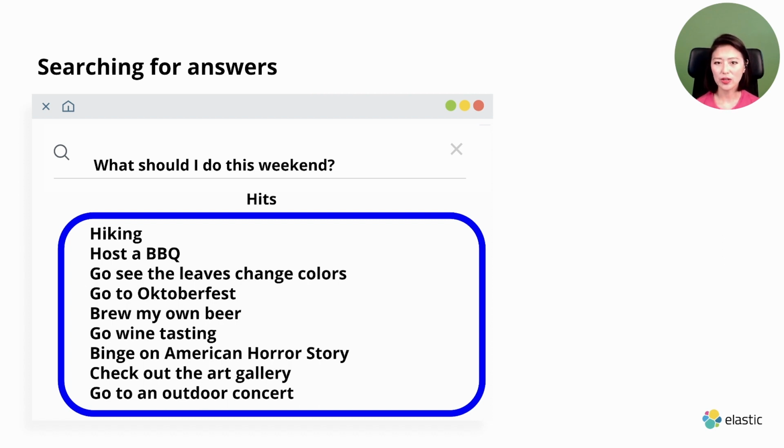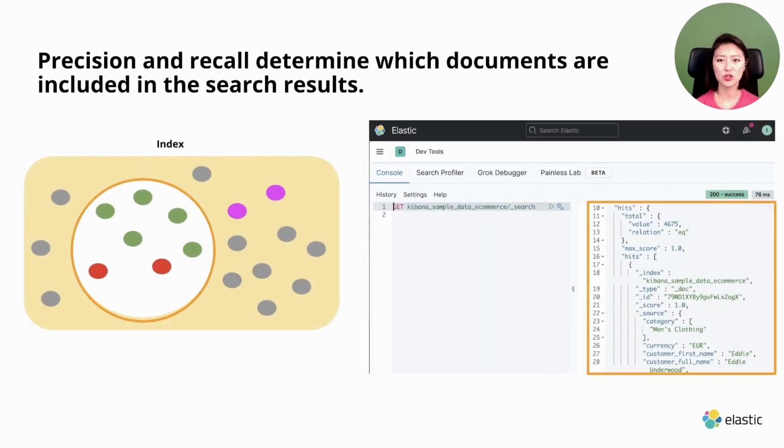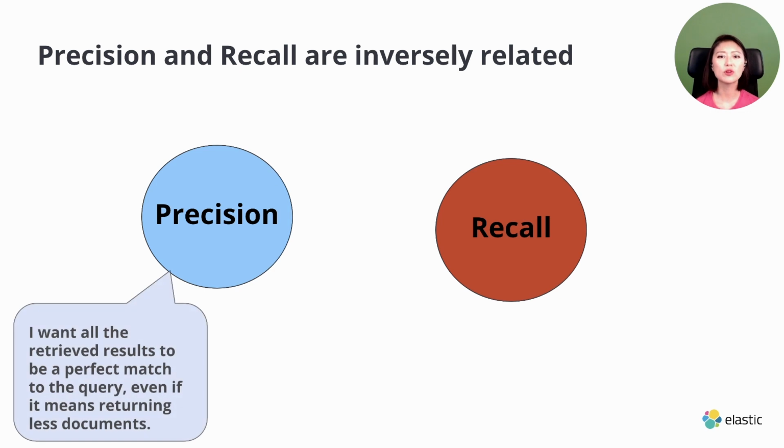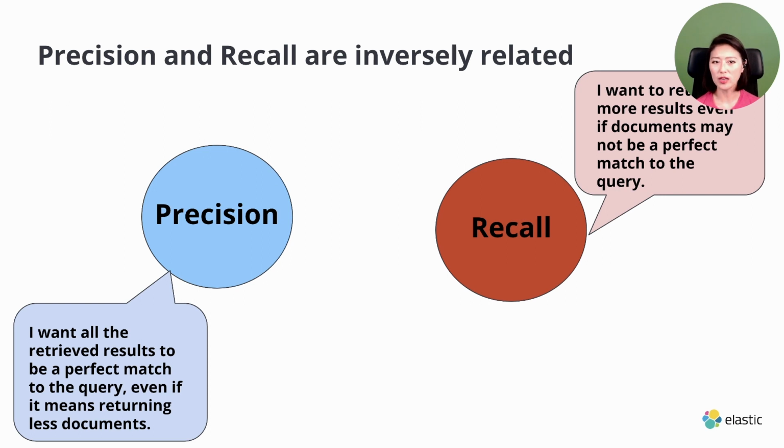Now, when you search for something in a search bar, you expect to get relevant results fast. And there are two factors that determine which documents are included in the search results. These are precision and recall. And these factors are used to measure the relevance of your search. So precision and recall are inversely related. Precision wants all the retrieved results to be a perfect match to the query, even if it means returning less or no documents. Whereas recall focuses more on quantity. It wants to retrieve more results, even if the documents may not be a perfect match to the query.